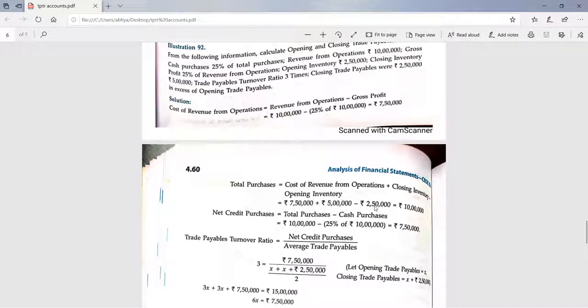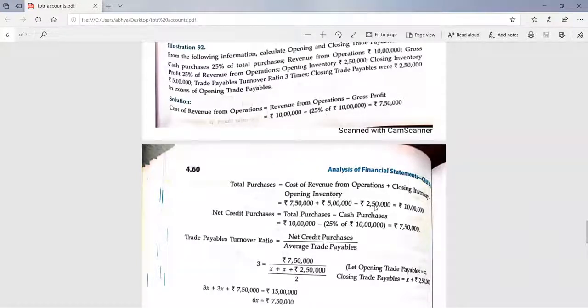So total purchases was in the second formula of COGS. Now write the second formula of COGS. What was the second formula of COGS? COGS is equal to opening stock plus net purchases. Net purchases means total purchases minus returns, plus direct expense minus closing stock.